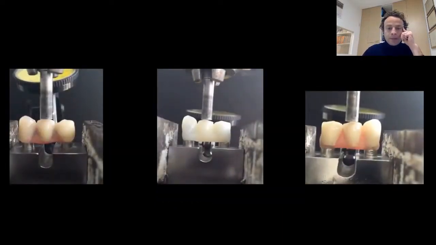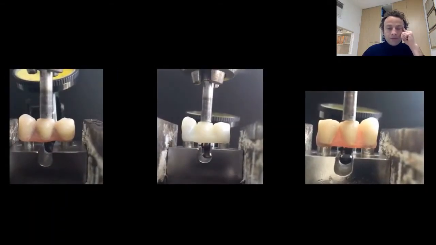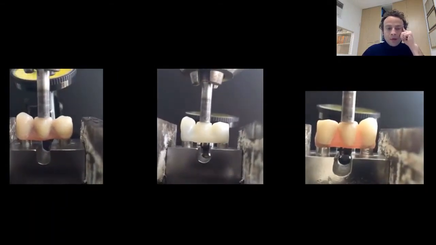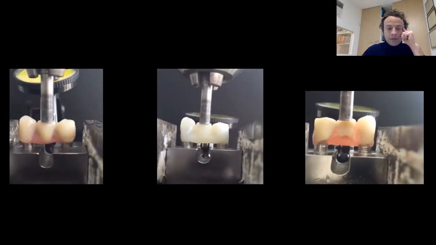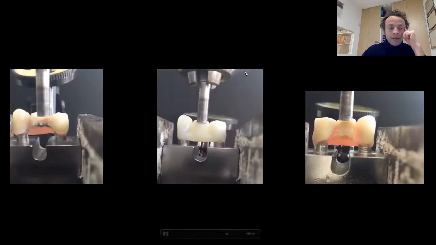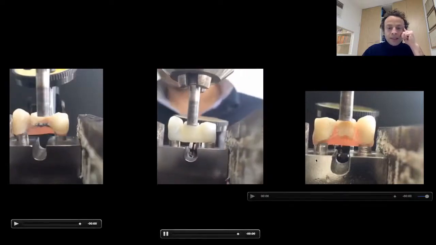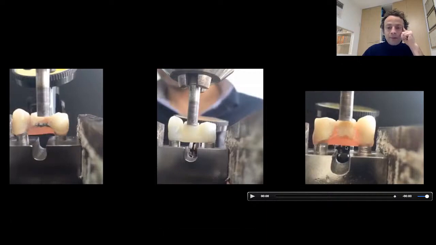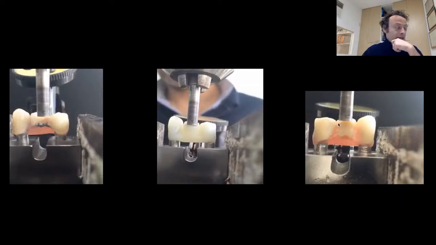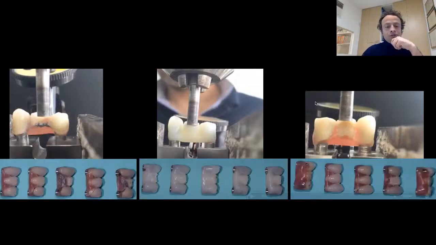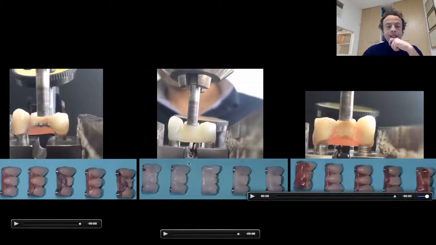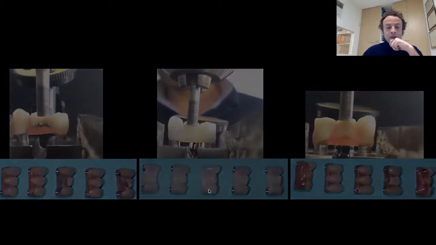And here we can see how we tested all 3 kinds of specimens. This is the metal reinforced, this is the full acrylic, and this is the full acrylic with the teeth from the market, so using the teeth that we normally use for the denture. We stressed all these specimens up to the fracture.